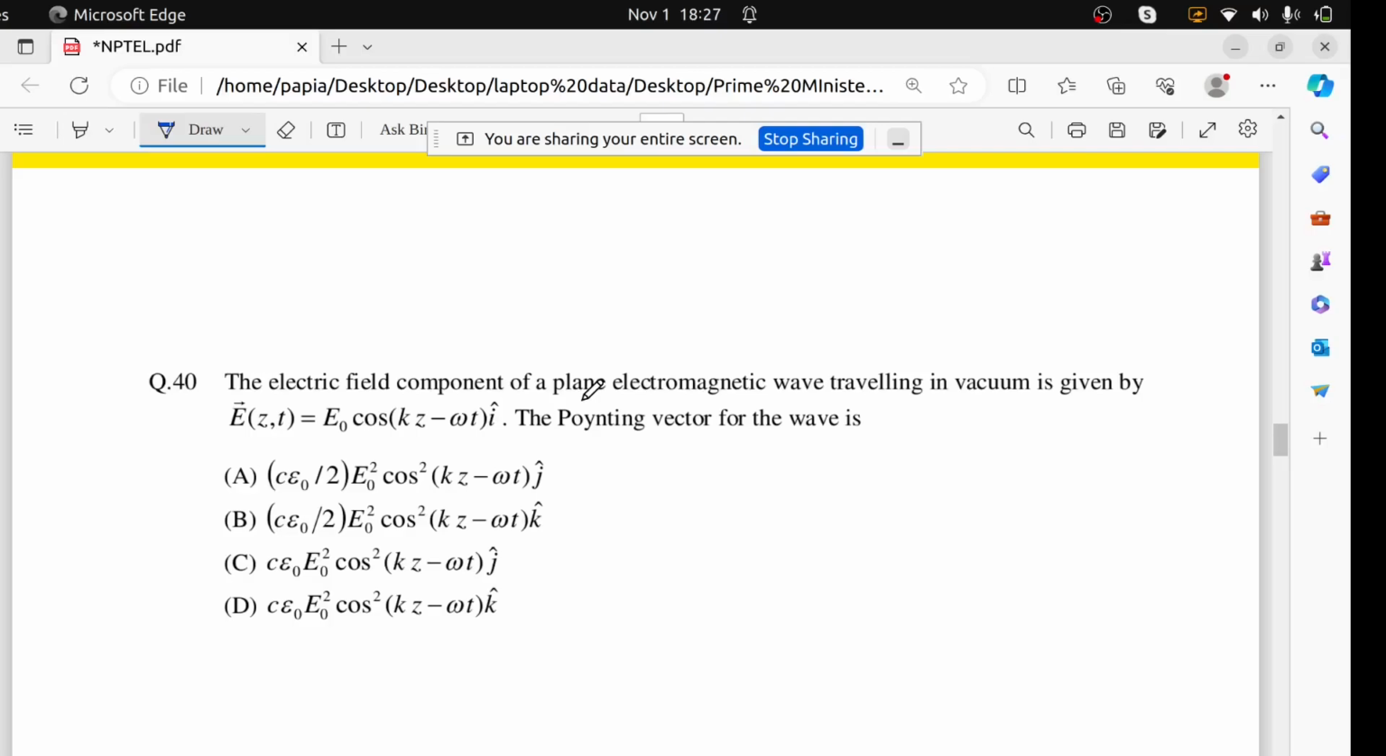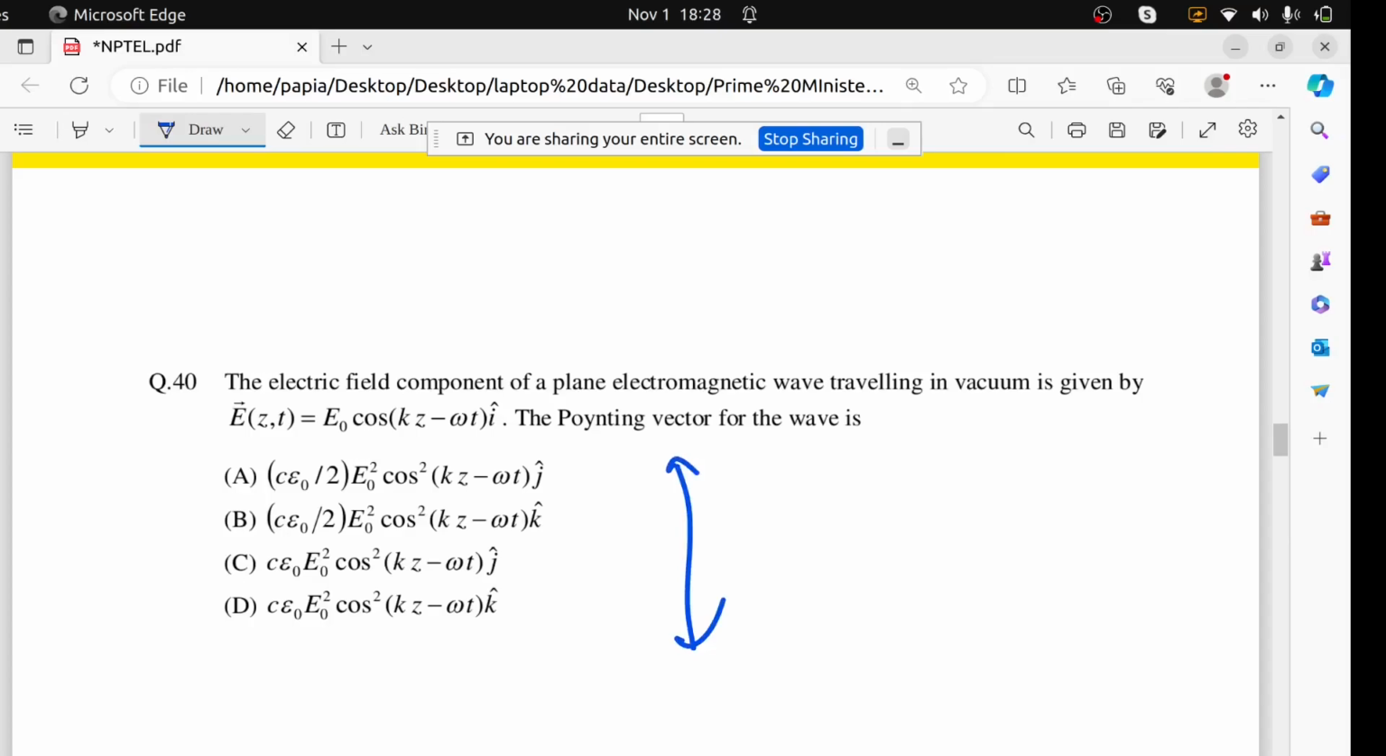So what is the question? The electric field component of a plane electromagnetic wave traveling in vacuum is given by E vector equals E0 cos(kz minus omega t) i cap. The Poynting vector for the wave is how much? That is the question, and there are 4 options.